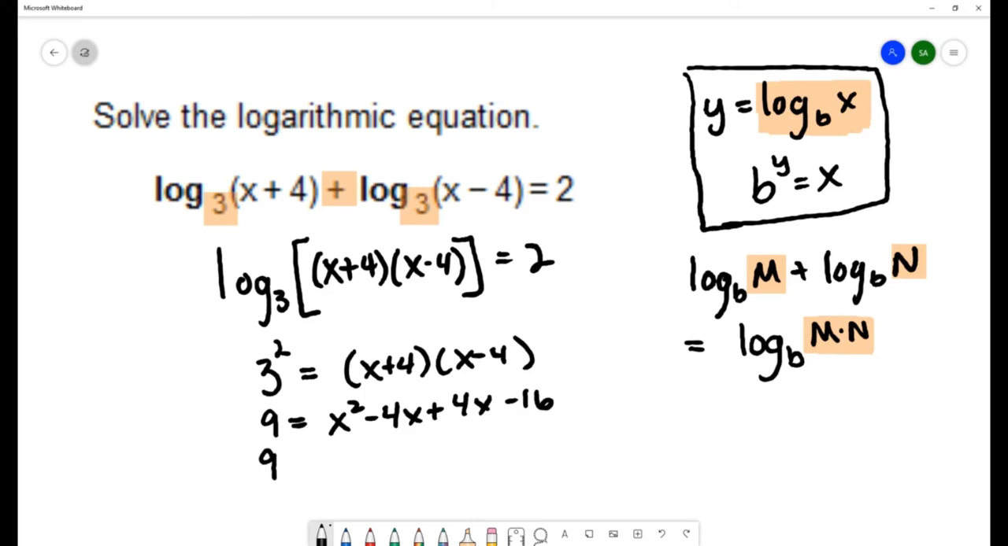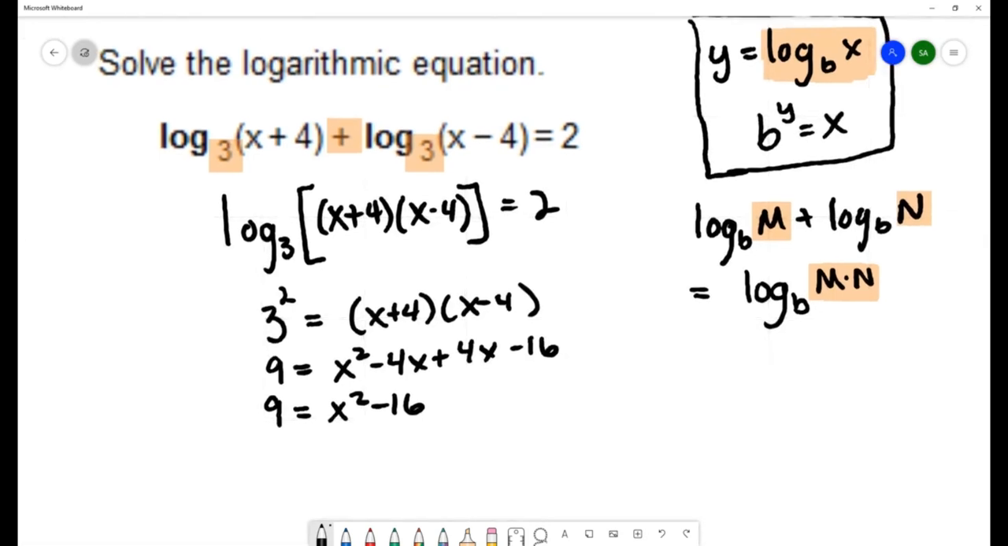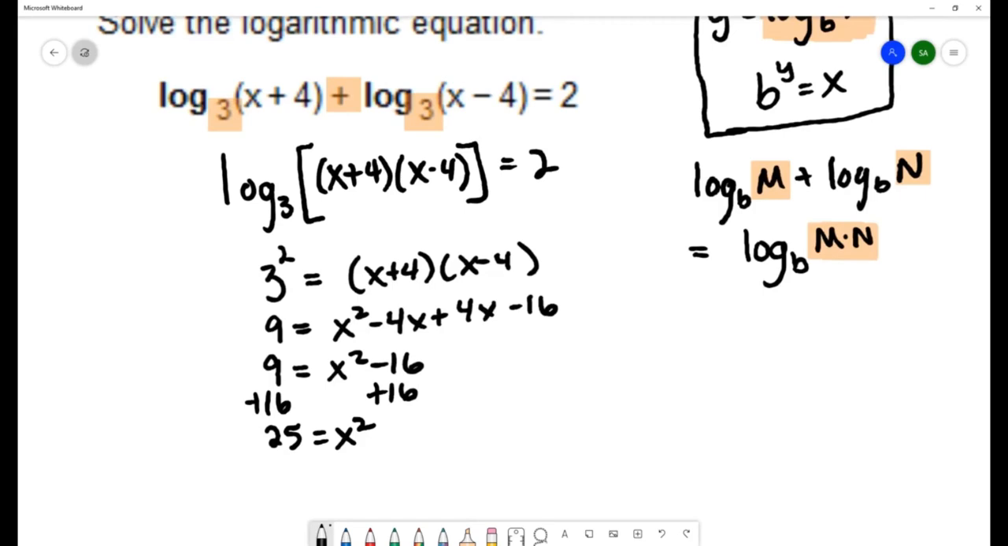You can combine like terms to get x squared minus 16 on the right hand side, because the negative 4x and the positive 4x cancel each other out. And I'll solve this by isolating the x. I'll add 16 to both sides. So 25 equals x squared. Get rid of the square by square rooting both sides. And that gives x equals plus and minus 5. Square root of 25 is 5.